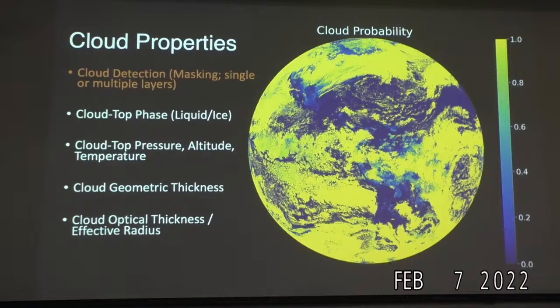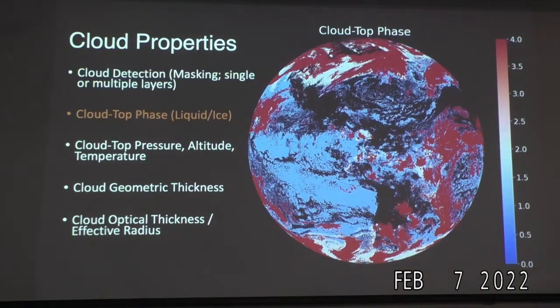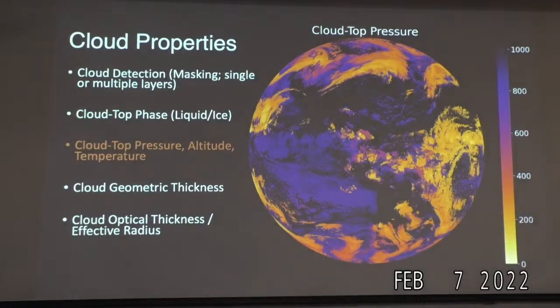If there is a cloud, we want to know, is it one layer or are there multiple discrete layers? Once we know there's a cloud, we might ask what the phase is. Is it liquid or ice, or is it mixed phase? Is cloud top pressure, altitude, and temperature? All three of these variables are intimately linked. If we know one of these, we can usually use a background temperature profile to figure out the other two.